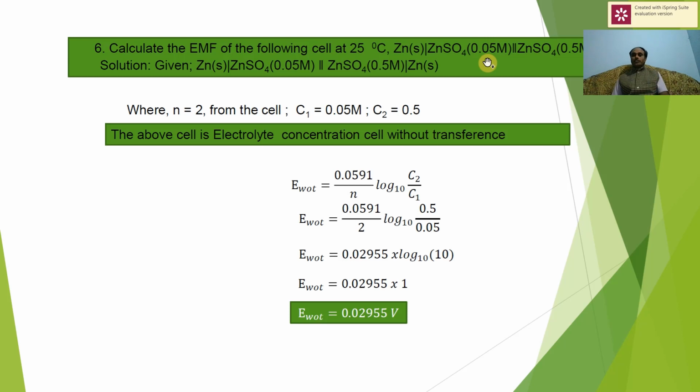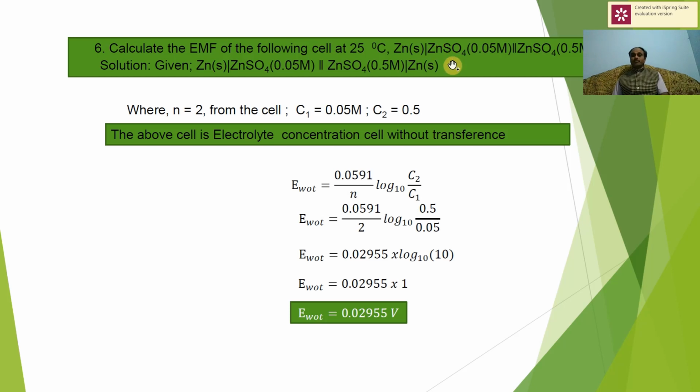Again, the next question comes: is this an electrolyte concentration cell with transference or without transference? This is very, very important, because the calculation of the EMF is different from one cell to the other. That is what you have to rule out. Is this an electrolyte concentration cell with transference or without transference? If it is with transference, the transport number of Zn2 plus should be given.